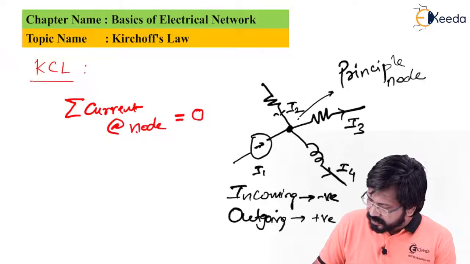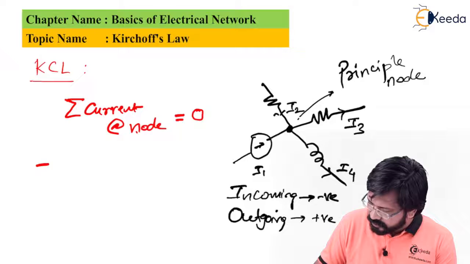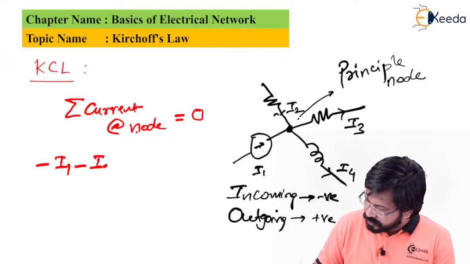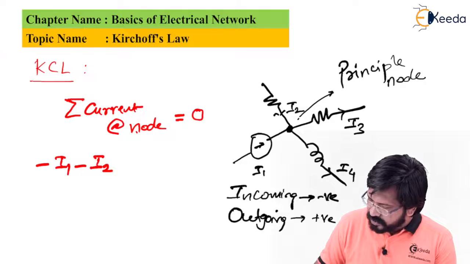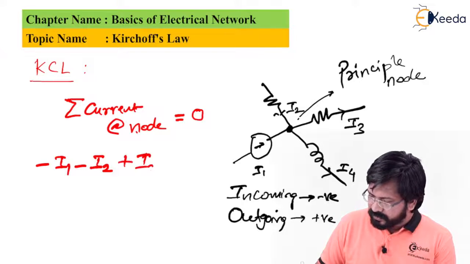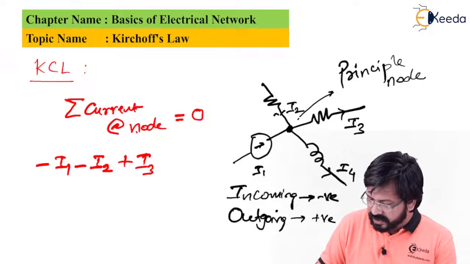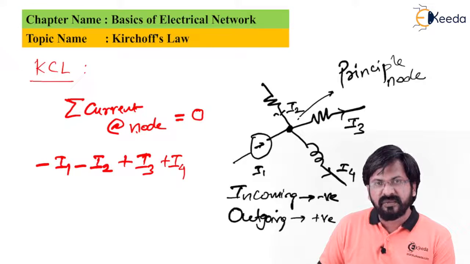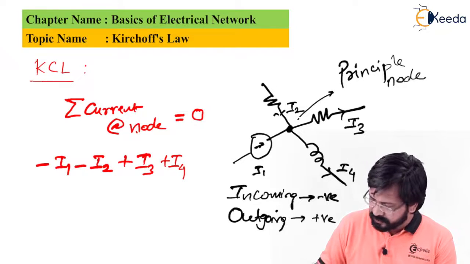So as I can see, I1 is incoming, so I will say it is minus I1. I2 is incoming, so it is minus I2. I3 is outgoing, so it is plus I3. Whereas I4 is also outgoing, so I can assume it is plus I4. And the summation of all currents according to KCL at a particular node equals 0.